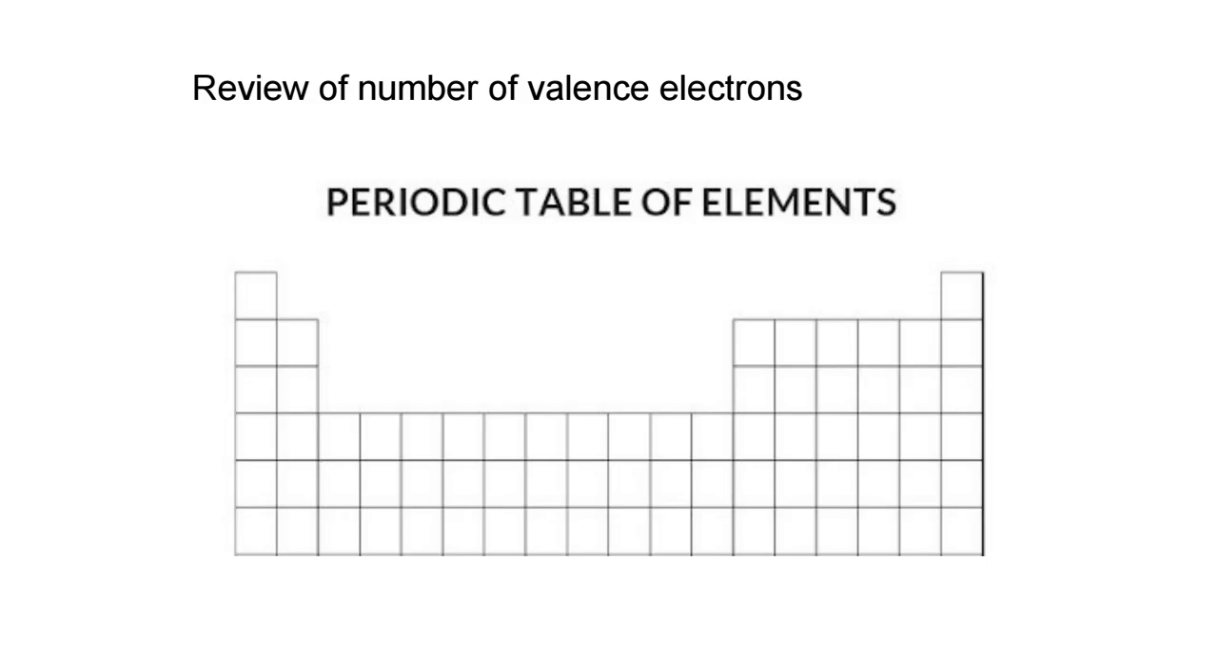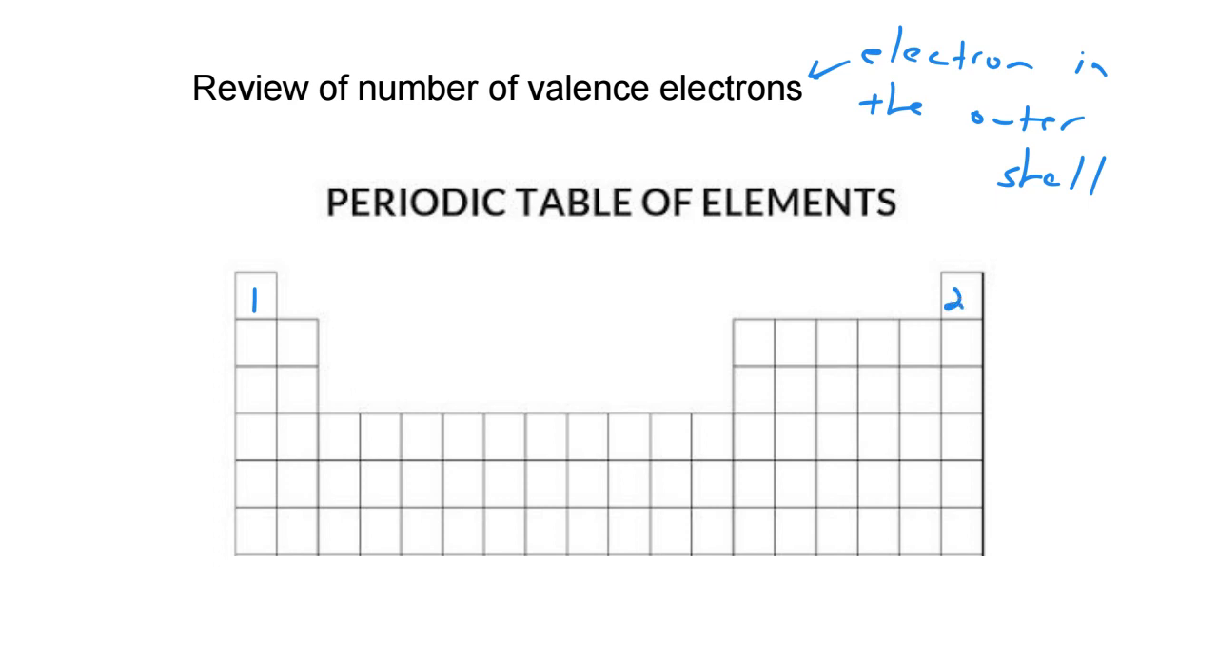So I wanted to quickly review this idea of a valence electron and how many valence electrons each atom has. A valence electron is an electron in the outer shell, or the outermost energy level. So this first block here, we know it's hydrogen, but it doesn't really matter. We know that it's the first element and it has one electron. So that electron is considered a valence electron.